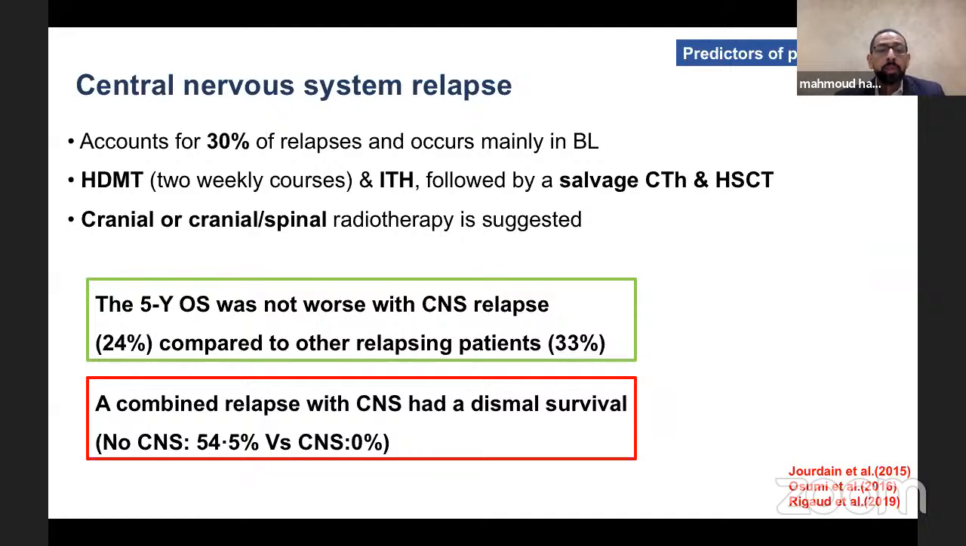Central nervous system relapse accounts for 30% of relapses and occurs mainly in Burkitt's lymphoma. Its treatment should use intrathecal salvage chemotherapy and stem cell transplant. Also, some groups suggest cranial and craniospinal irradiation to improve the outcome of CNS relapse. Actually, the 5-year overall survival is not worse compared to other subtypes of relapses, still ranging around 30%, while a combined relapse that also involves the CNS has a dismal outcome, reaching 0%.